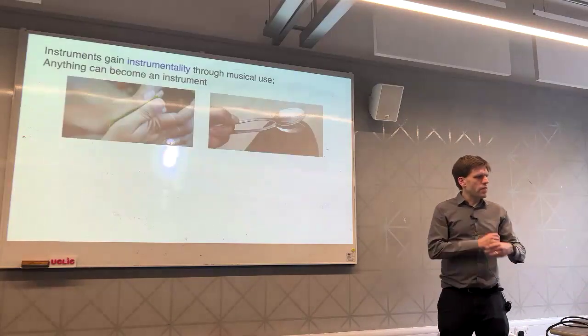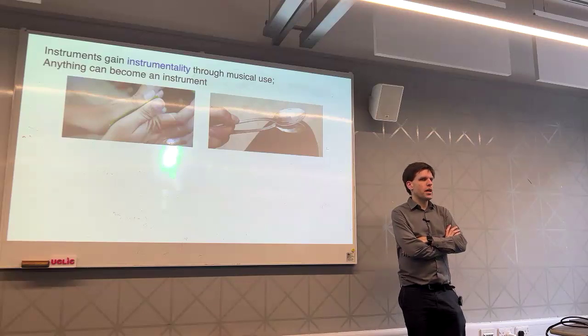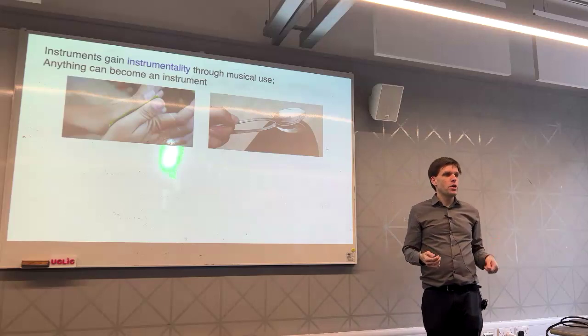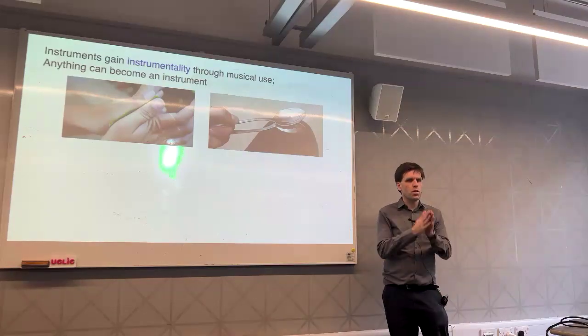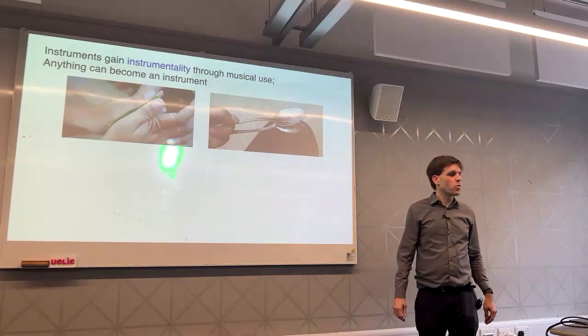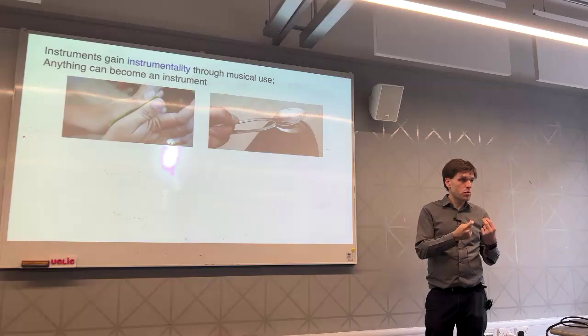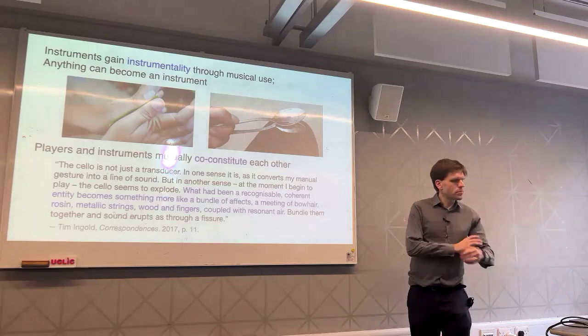The other way of looking at this is to say, well, actually, instruments as objects maybe are not the point at all. Anything can become a musical instrument. You can tap a pen on a table, and that's an instrument. You can bang some spoons together. You can blow through reeds of grass. And so it is really the relationship between the performer and the object that produces the instrumentality.